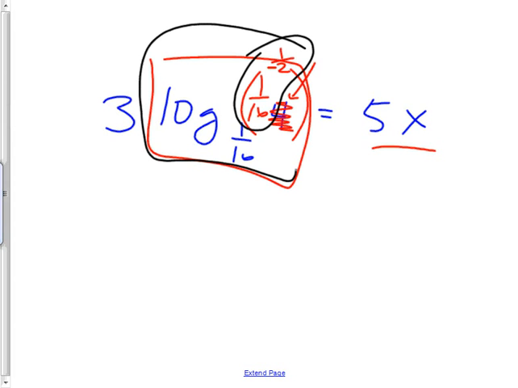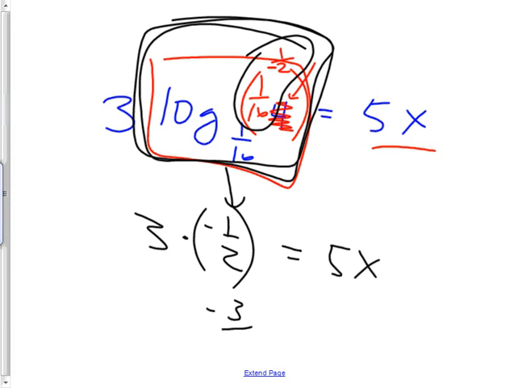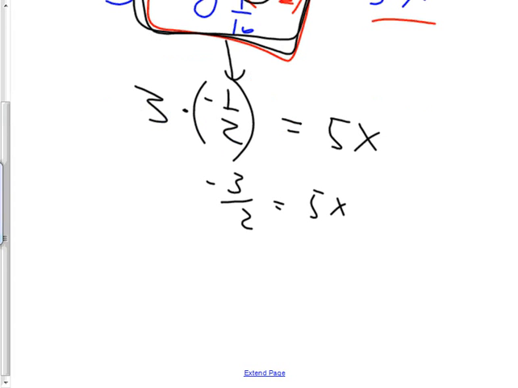Because now this whole thing right here can be replaced with something really simple. A negative 1/2. So I'm going to go 3 times, again, this whole thing here is now negative 1/2. And that equals 5x. And now I'm going to multiply here, and I get negative 3/2 equals 5x. And then instead of dividing by 5 and getting a fraction over a fraction, I multiply by 1/5. And then this 5 cancels this 5. My x is alone, and there's my answer, negative 3 over 10.